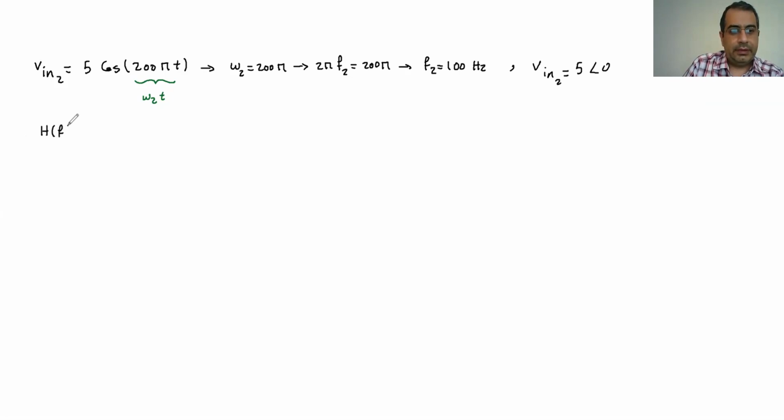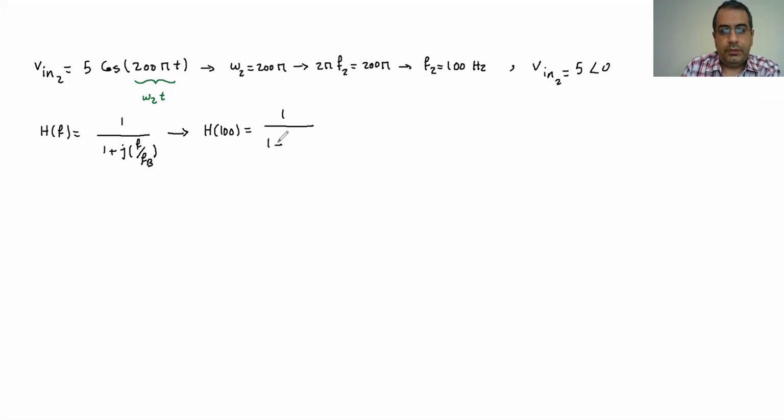This, as I said, the H(f) is going to be 1 over 1 plus j f over f cutoff frequency. So this time we want it for the 100 hertz. So the H for 100 hertz is going to be 1 over 1 plus j, and the fc is 100. So it's going to be 100 divided by 100.